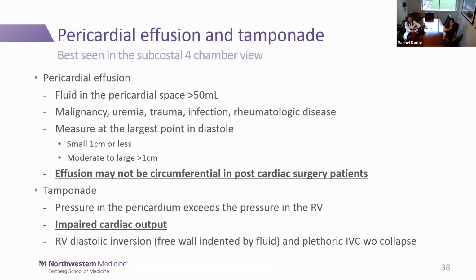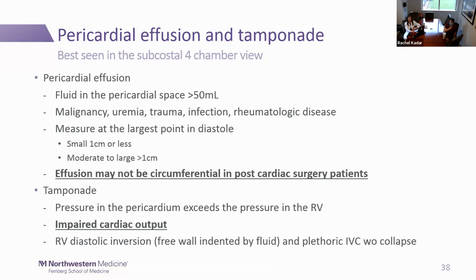It's important to note that an effusion might not be circumferential in post-cardiac surgery patients. So if tamponade is on your differential and you do a transthoracic echo and you do not see a pericardial effusion, you may still need to do a transesophageal echo to look for that information because it might not be seen on the anterior part of the chest.